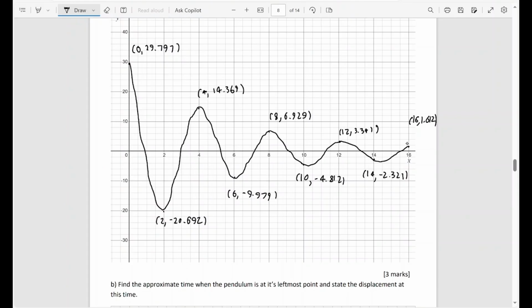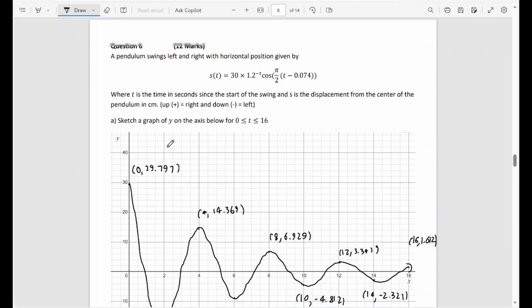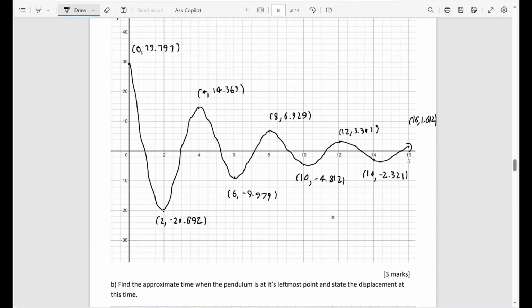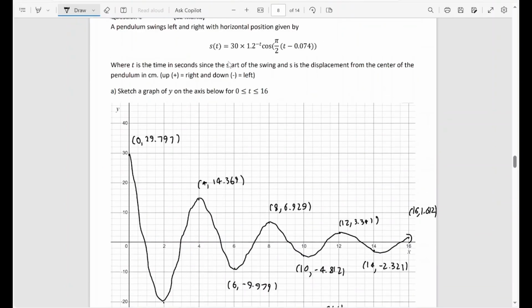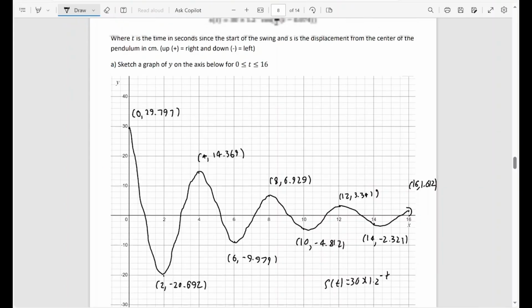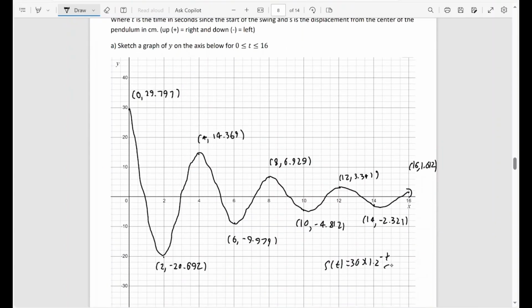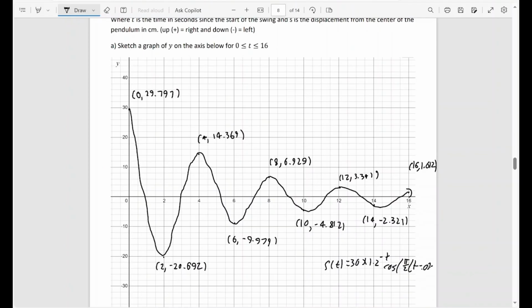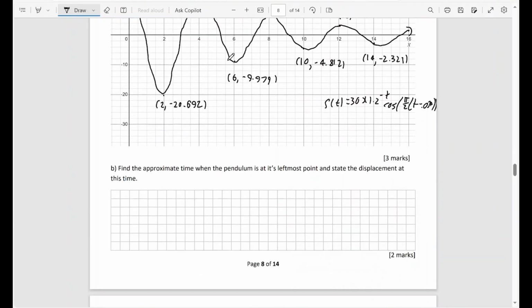Beautiful. You can draw an arrow to keep going. You can also label it s of t equals 30 times 1.2 to the minus t cos of pi over 2 t. Take 0.074. So you label it with the equation, that's done.